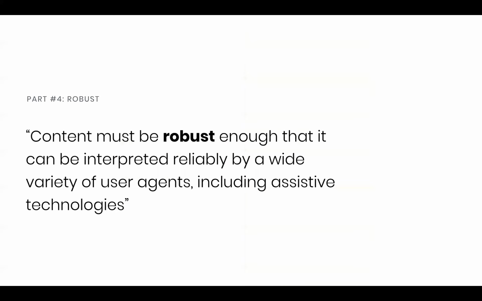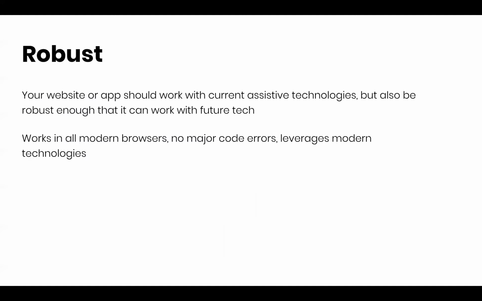All right, and then the last of our four is that content must be robust enough that it can be interpreted reliably by a wide variety of user agents. It's kind of a mouthful. So basically what this means is that your website shouldn't break. It should be reliable enough that if a new phone comes out or a new tablet comes out or any other future technology, it's probably not going to break.